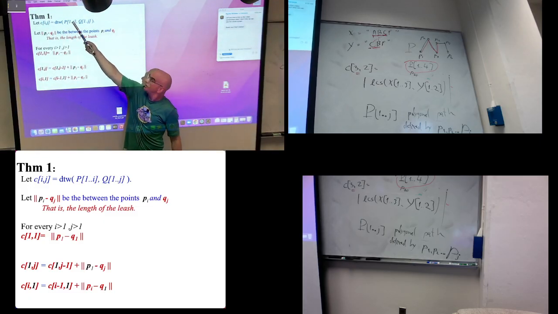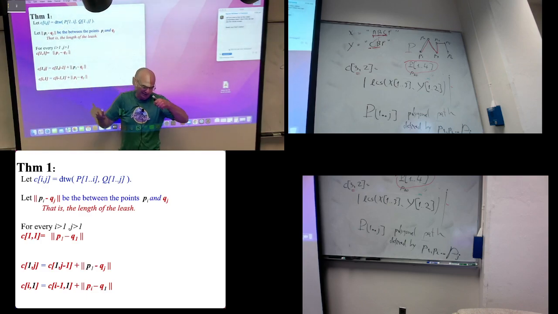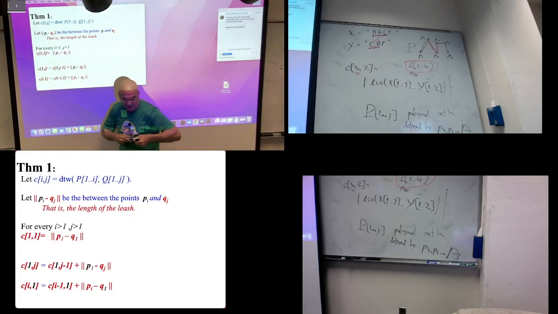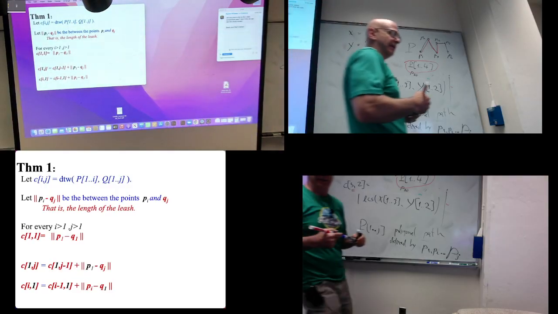So Cij is the sum of length of all the leashes under the best schedule. The dog and man try to move so that the sum of length of leashes will be as small as possible. It's an optimization problem. This notation, Pi minus Qj with double bars on the side, is the Euclidean distance between Pi and Qj. The Euclidean distance, what we had in this scary formula earlier.